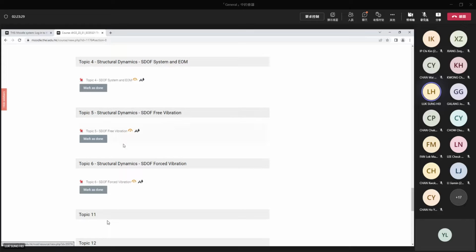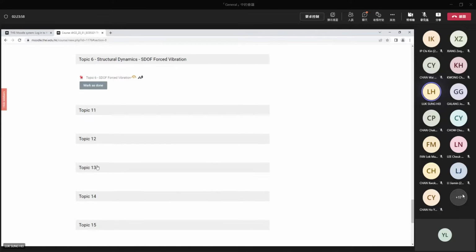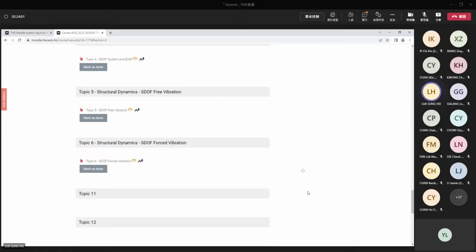And then topic 5, topic 6, topic 7, topic 8, we try to focus on each different scenario to find out the behavior. Firstly, we consider free vibration in topic 5, and then we consider forced vibration in topic 6. There are some specific topics to focus on a system under different kinds of dynamic loadings. And then we will go to a more complicated topic in the future. We call it MDOF, multiple degree of freedom system. So let's go to topic 4.